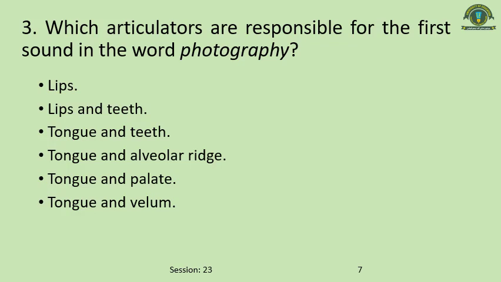I repeat. Which articulators are responsible for the first sound in the word photography? The first sound of photography. The answers are lips, lips and teeth, tongue and teeth, tongue and alveolar ridge, tongue and palate, and tongue and velum. So you have to underline, or write down the correct answer on the answer sheet. Okay?